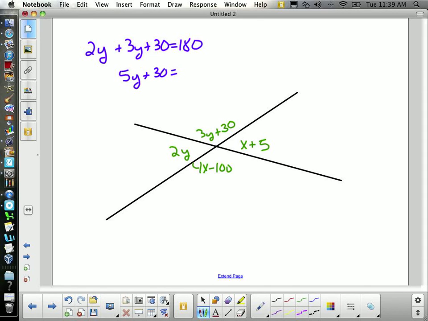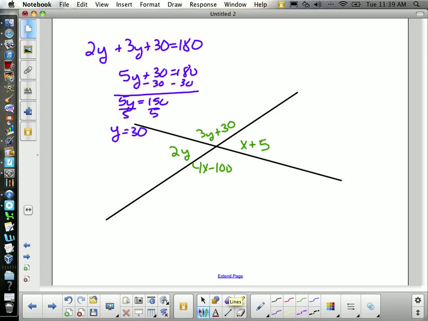And now I can just solve that. 5y plus 30 is 180, minus 30. 5y is 150. Divide by 5. Y is 30. Marvelous. I'm done with the y's. I didn't even look at the x's.